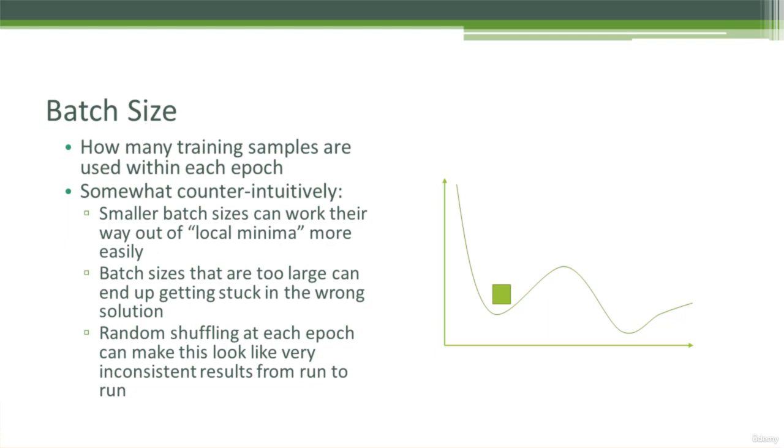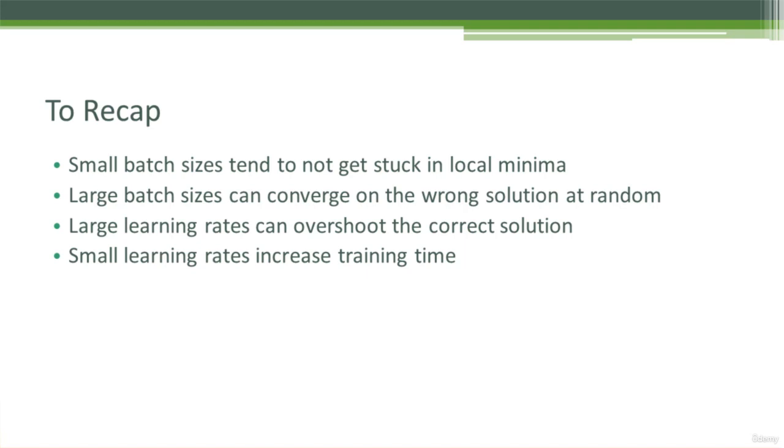So hammer this into your head, guys: smaller batch sizes tend to not get stuck in local minima, but large batch sizes can converge on the wrong solution at random. A large learning rate can end up overshooting the correct solution, but small learning rates can increase the training time. So remember this, write it down, important stuff. It's an example of things that most people just learn the hard way through experience, but I'm trying to teach it to you up front here.